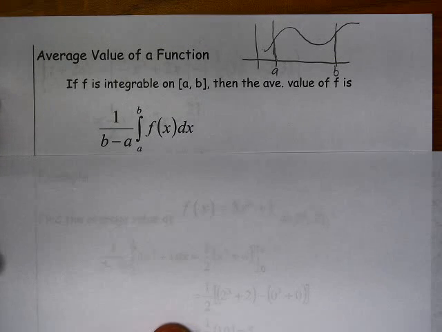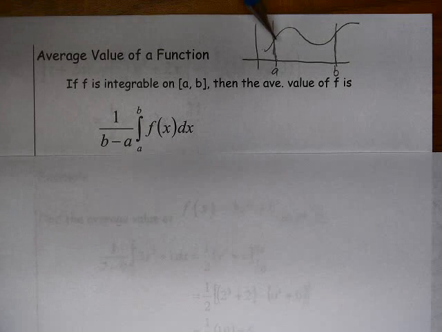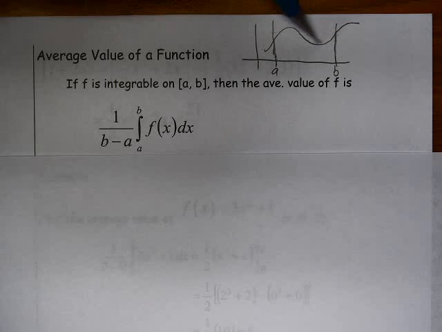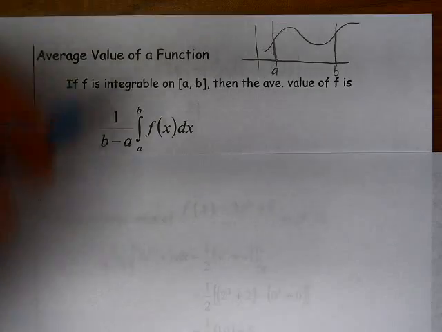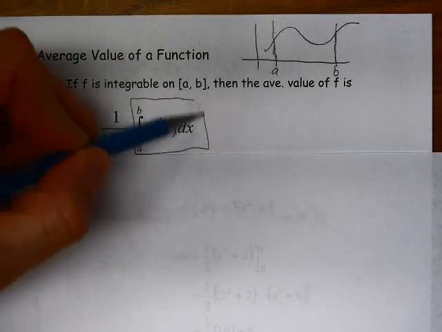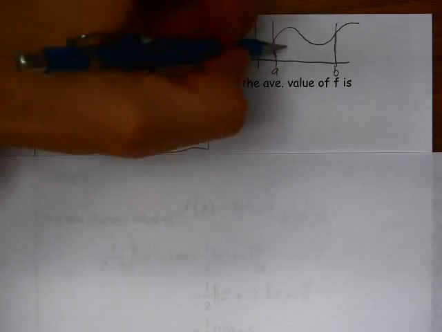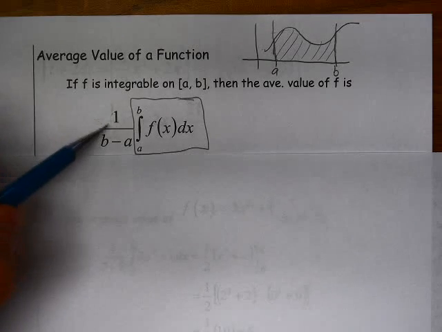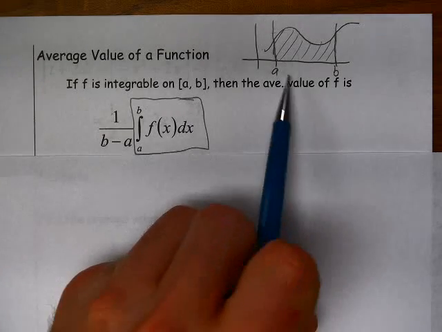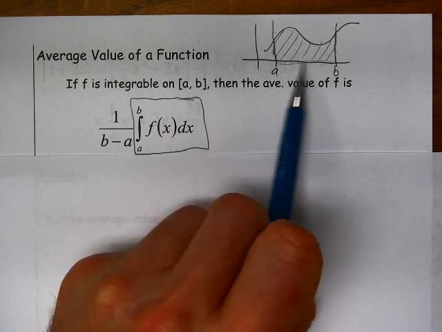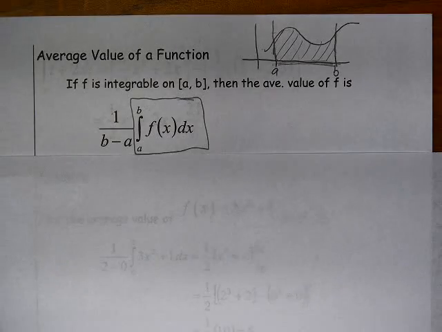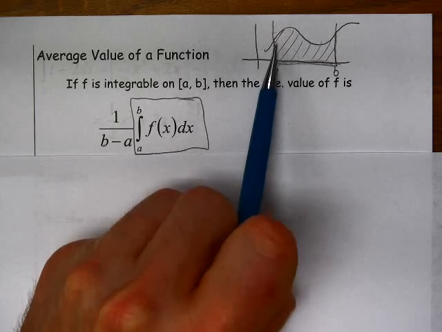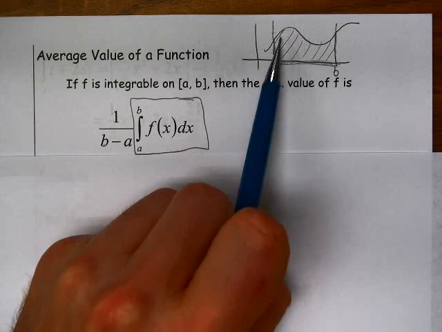Okay, so what I'd like you to think about is this average value as the average height of this function here. And the way we're going to do that is we're going to find the total area here, and then we're going to multiply it by 1 over b minus a. 1 over b minus a is just 1 over the width of this area here.